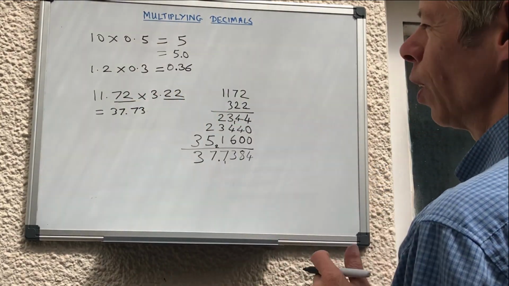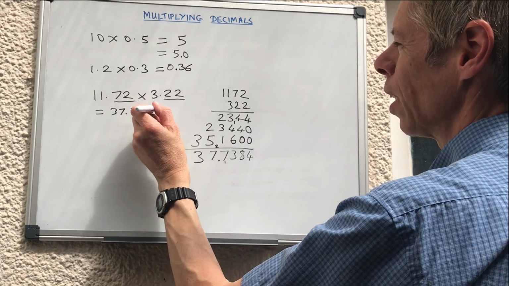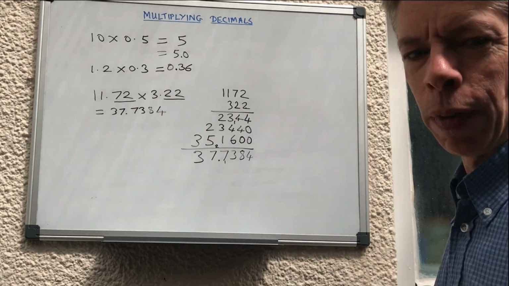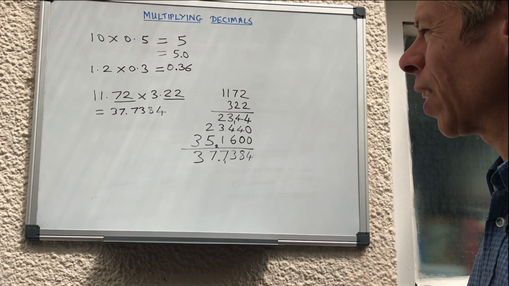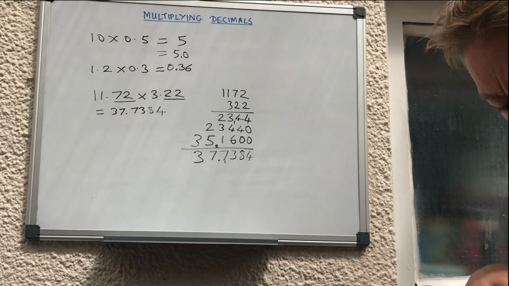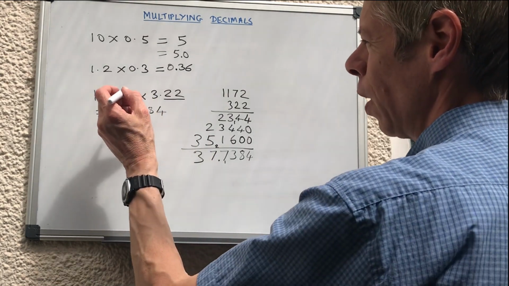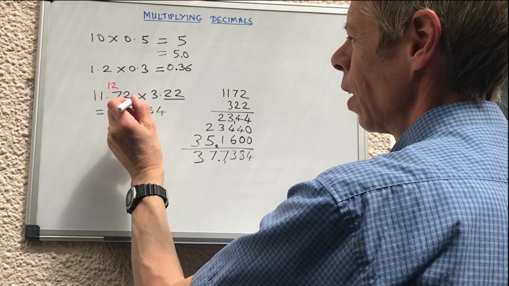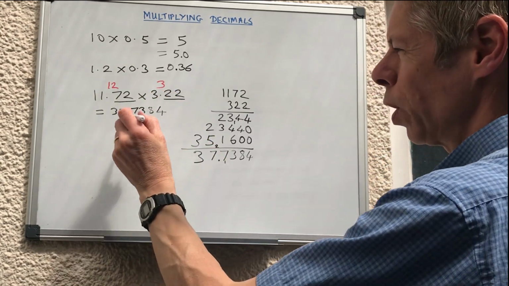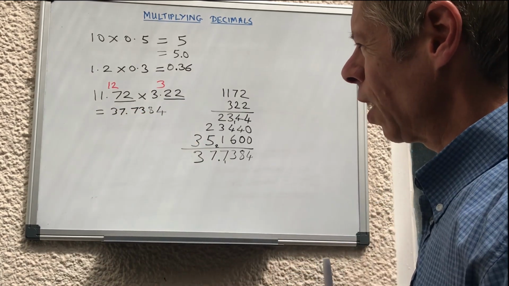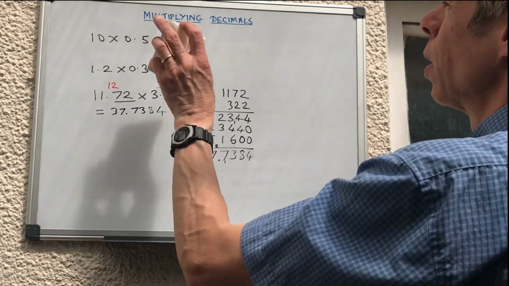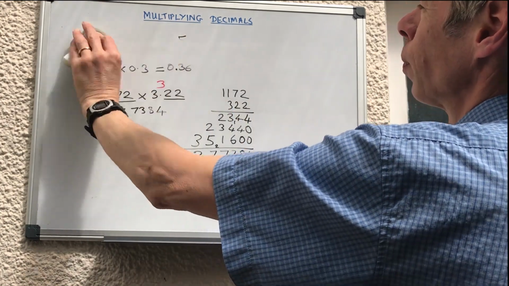So 37.7384. Right, how do we know that's right? Maybe I just made up this technique or I made a mistake. Well, roughly, if we estimate, so let's estimate that the nearest whole number is 12. To the nearest whole number, that is 3. 12 times 3 is 36, which is very close to 37.7384.